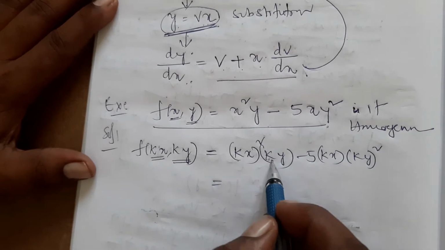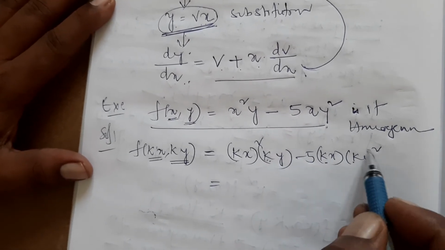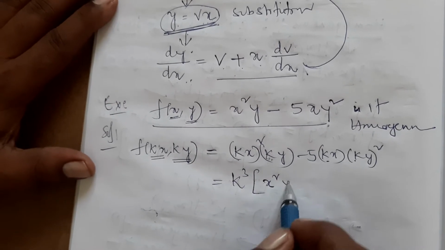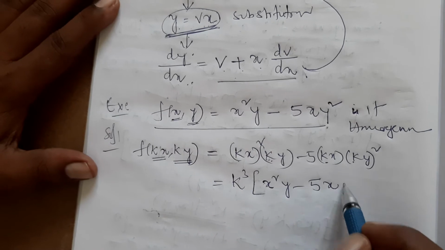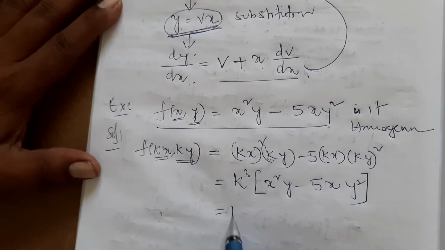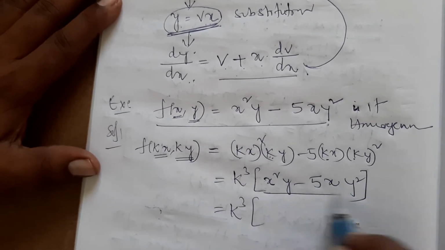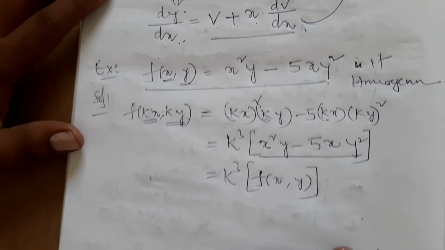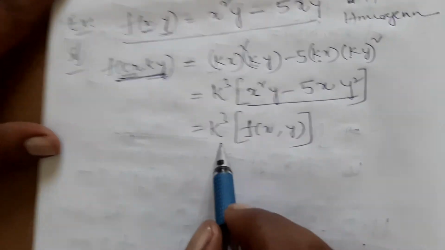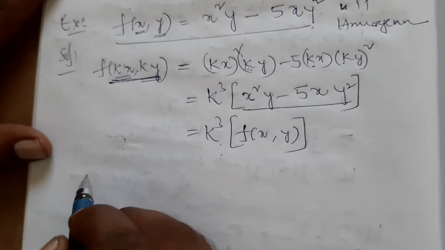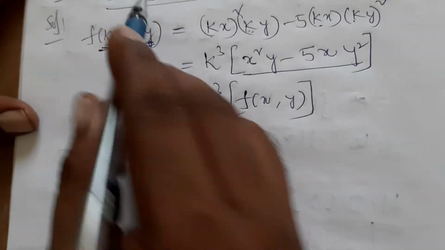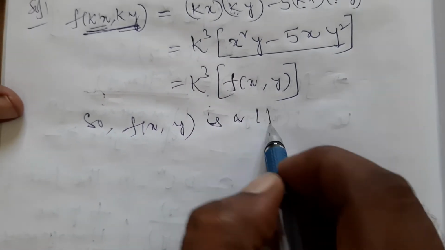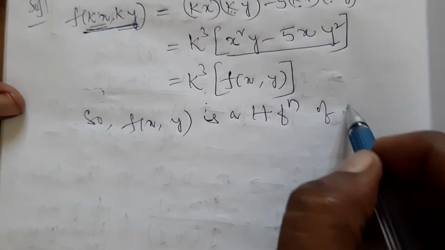So here k square into k is k cube, and k into k square is k cube. So I can take k cube common. If I take k cube common, x square y minus 5xy square is the value, which equals k cube into, what is this value? Nothing but f of x comma y. So f of kx comma ky equals k cube into f of x comma y.